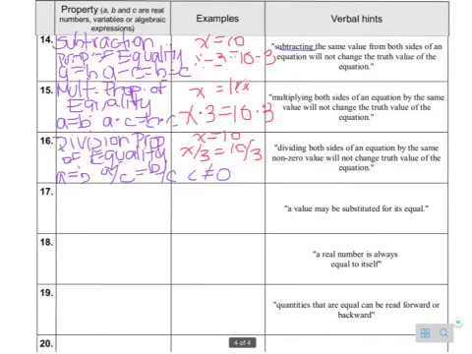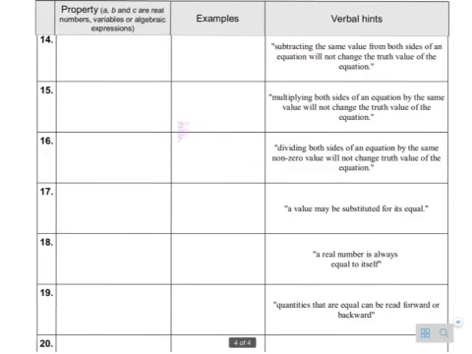Now, number 17 says a value may be substituted for its equal. So this is just the substitution property. Meaning that if A equals B, then A may be substituted for B, or B may be substituted for A. So they can be substituted for each other. So let's say that x equals 5, and you're given the equation x plus y equals z. That means that you can rewrite it as 5 plus y equals z.